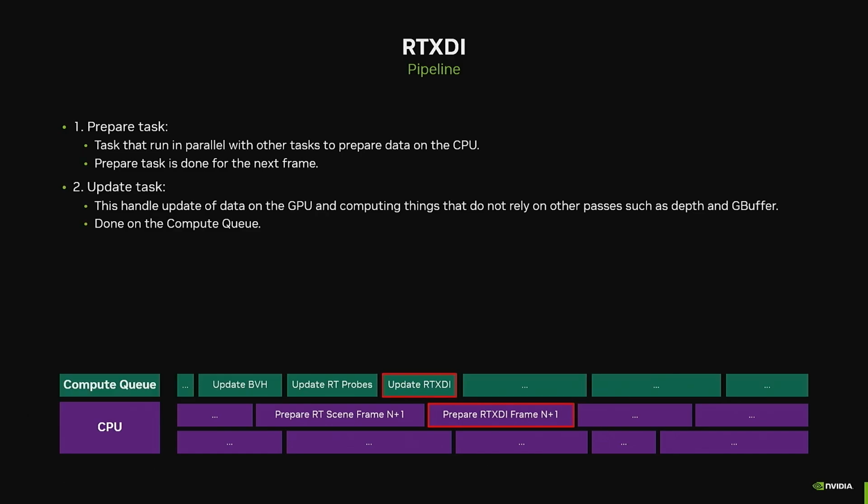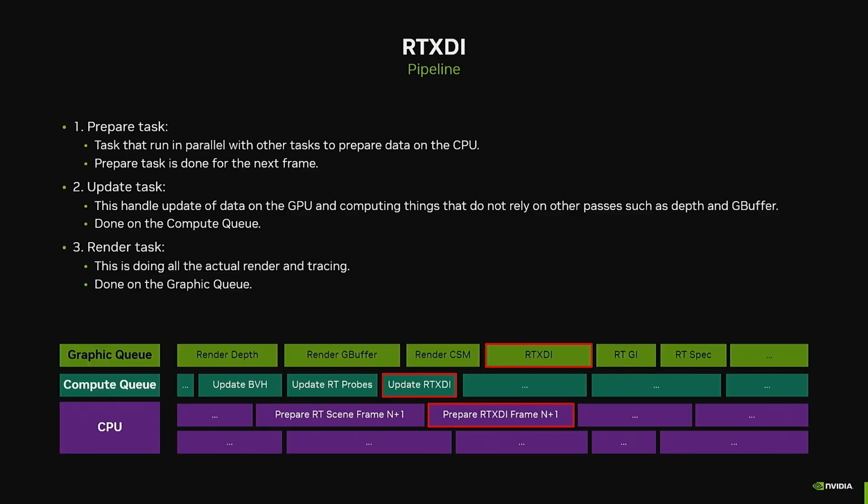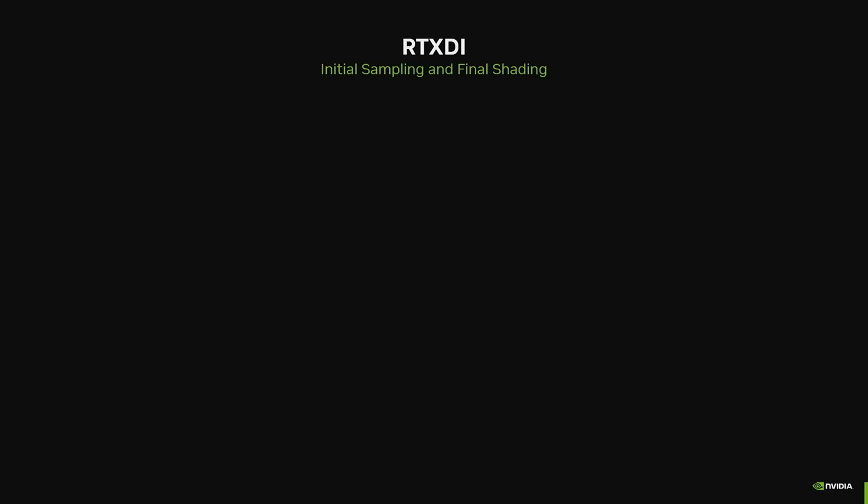Then we have the update task, where we will update all the relevant GPU data on the graphics compute queue. And finally, we have the render task that will run on the graphics queue, and this is where all the RTXDI magic will happen. For the next few slides, I will go fairly quickly. I won't go into all the details, but give you a small guide on how to implement everything.